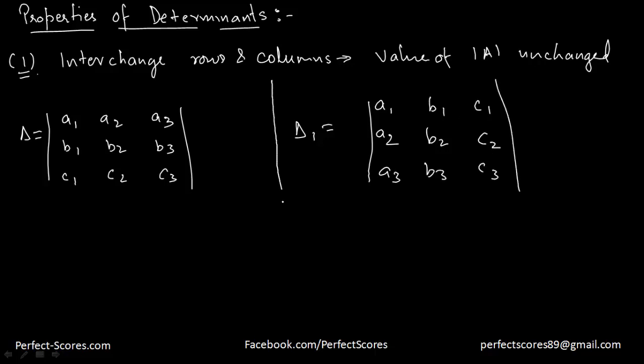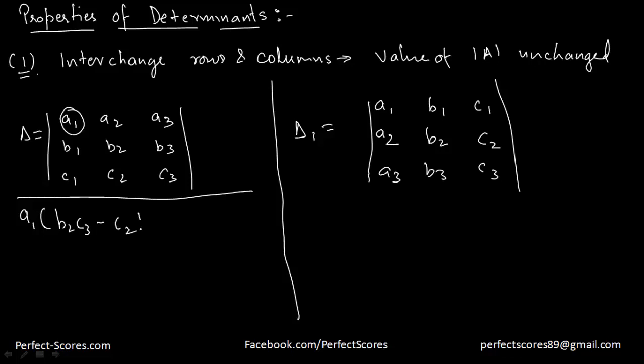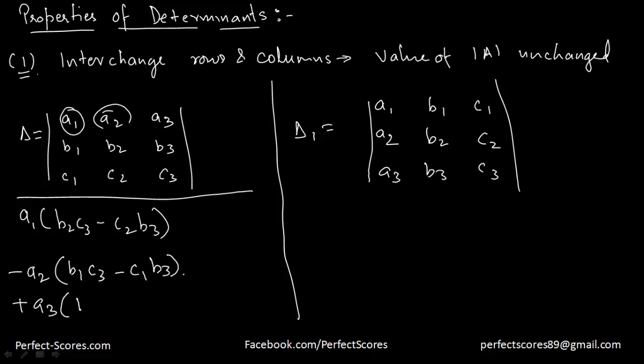So if we try to find the value of the determinant here, which is actually going to be a1 into, so we kind of fix this, then we find the determinant here, which is b2c3 minus c2b3. Then we're going to have minus a2, with keeping this fixed, and we're going to have b1c3 minus c1b3, and then we're going to have plus a3 into b1c2 minus b2c1.